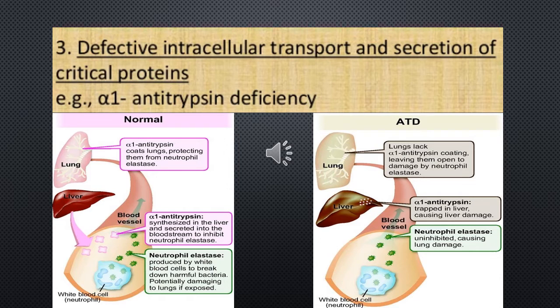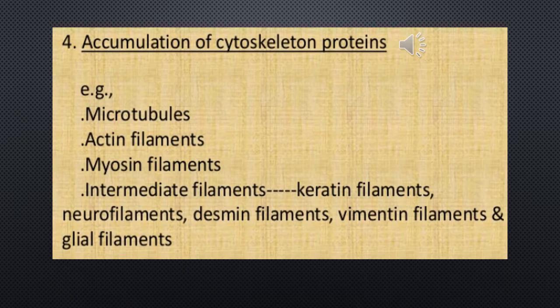So genetic deficiency of alpha-1 antitrypsin can cause accumulation of elastase in different sites. The fourth one is very simple. During any abnormality, cytoskeletal protein can accumulate in the cell in abnormal amounts, like microtubules, actin filaments, myosin filaments, intermediate filaments, and a few others.